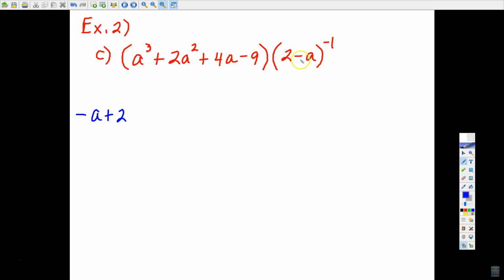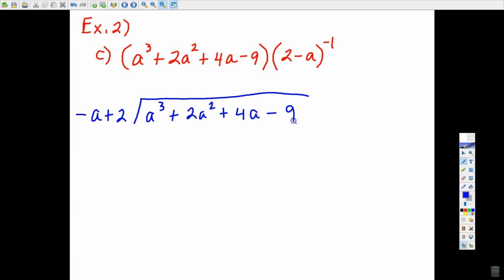So notice that the a in my original problem has a negative sign in front of it, or subtraction. It still should have a negative in front of it when I turn it around or switch it. 2 is positive in the parentheses, so it still should be positive when I switch it around. Okay, and now we're going to set up the long division process. So a cubed plus 2a squared plus 4a minus 9.